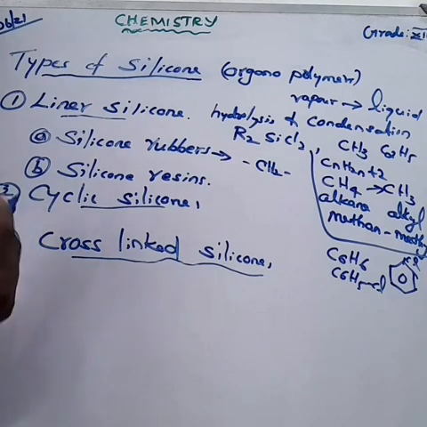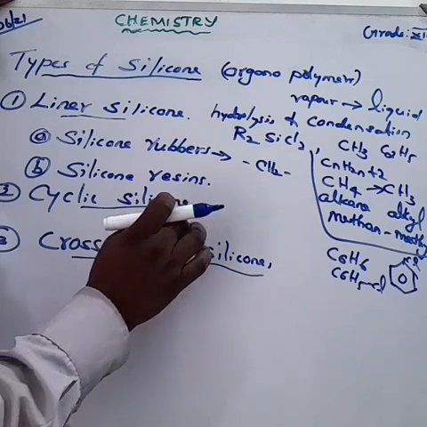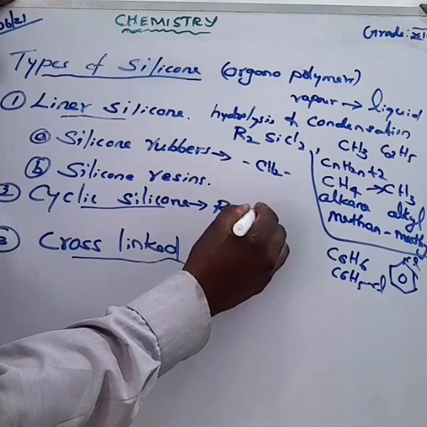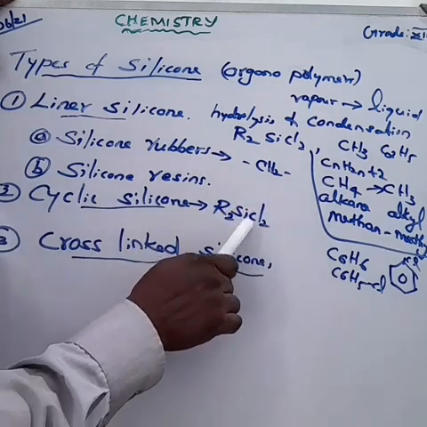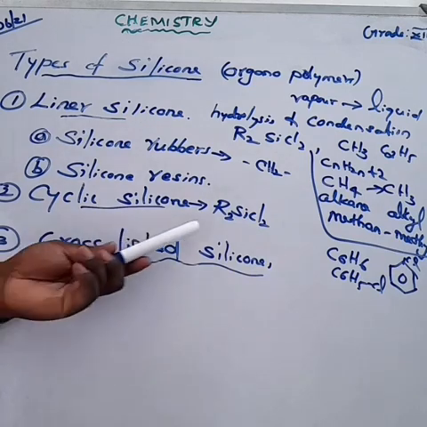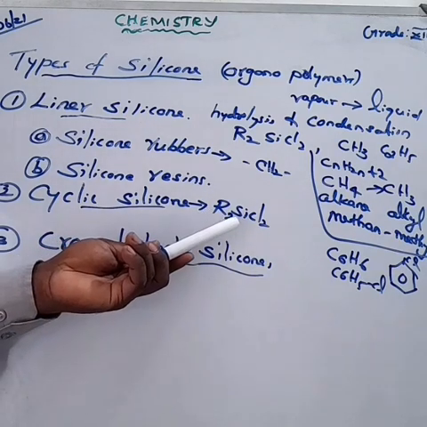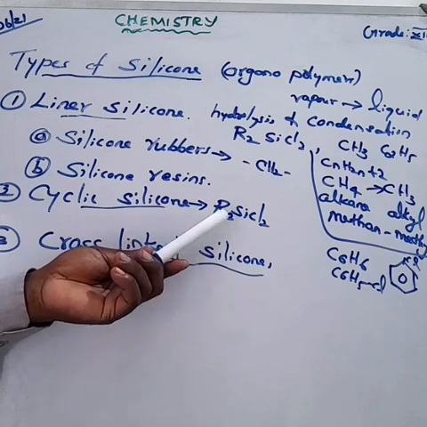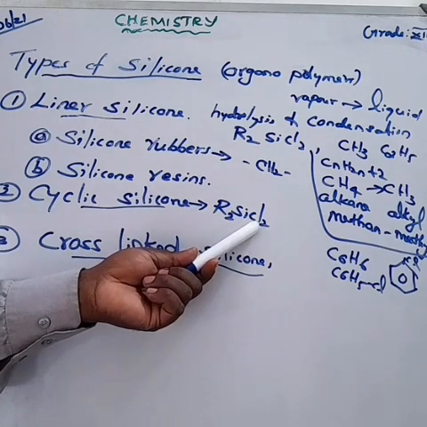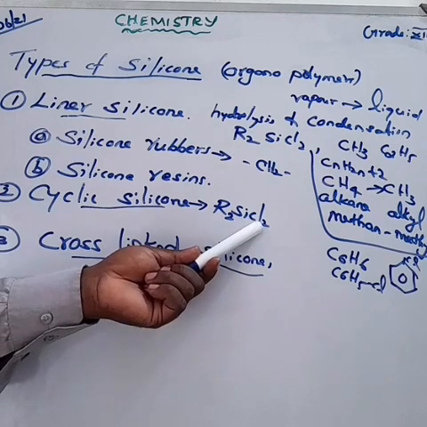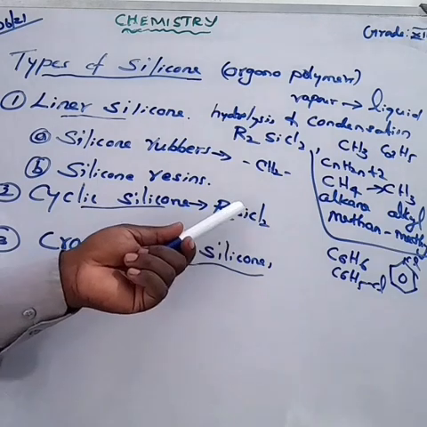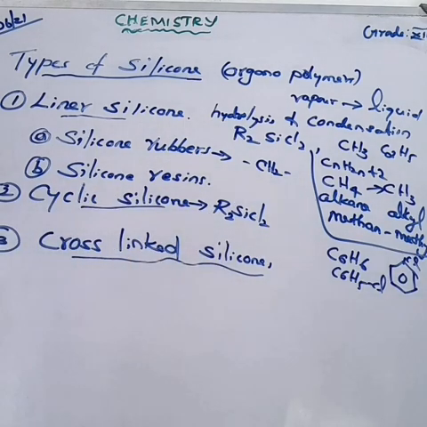Next, the cyclic silicones. What are the cyclic silicones? The cyclic silicones are obtained by the hydrolysis of R2SiCl2. What is the name? R means alkyl, so R2 means dialkyl. How much chlorine is there? 2 chlorine. So you can say dialkyl dichlorosilane.